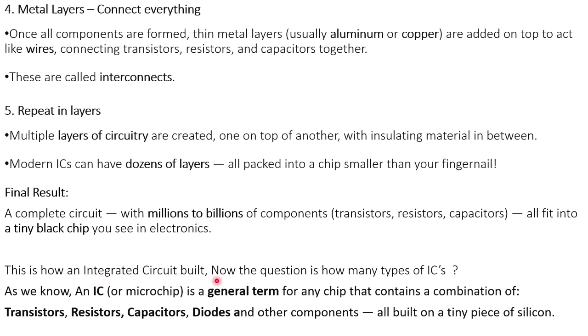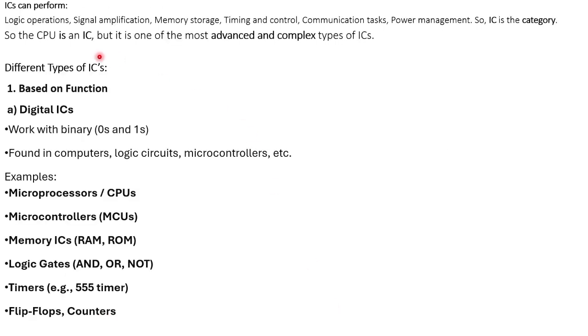Now the question is, how many types of integrated circuits are there? As we know, an integrated circuit is a general term for any chip that contains a combination of transistors, resistors, capacitors, diodes, and other components, all built on a tiny piece of silicon. So integrated circuits can perform logical operations, signal amplification, memory storage, timing and control, communication tasks, and power management.